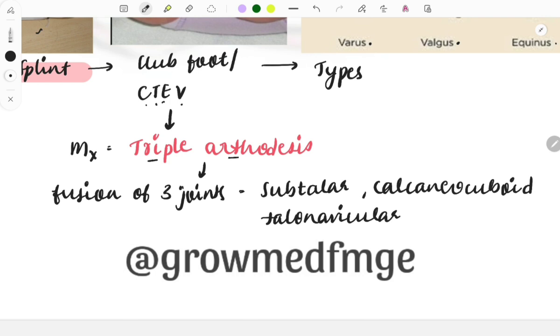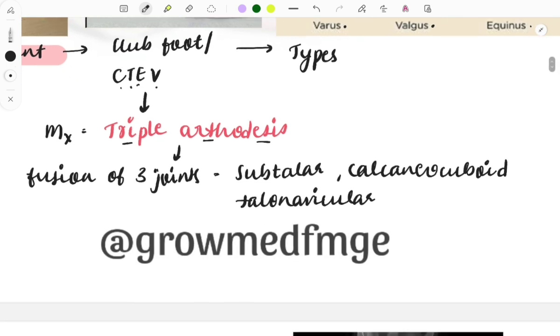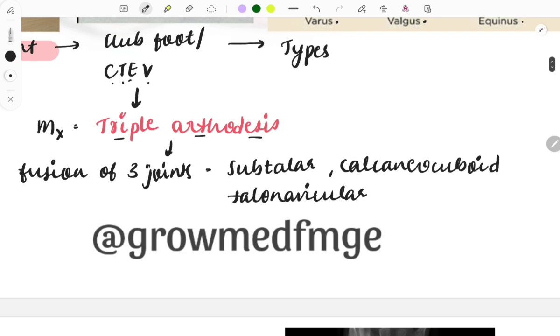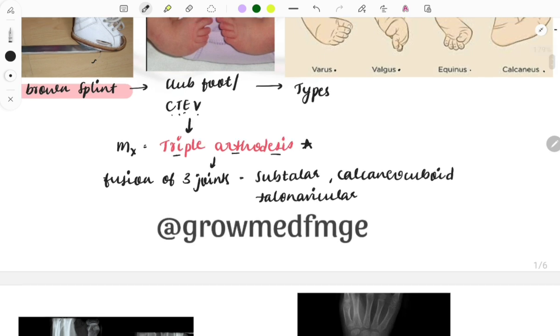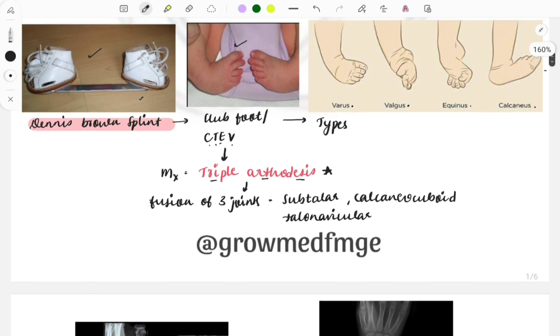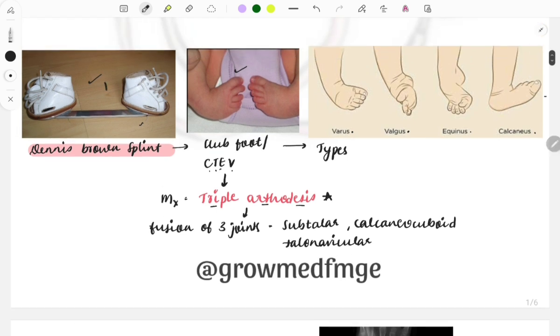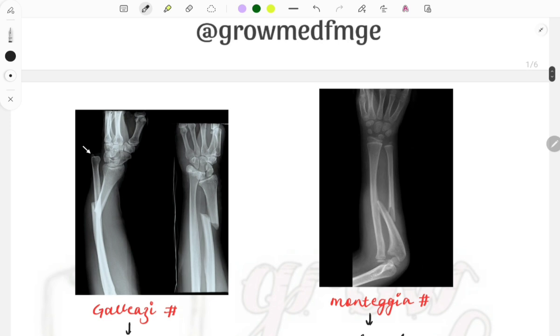Arthro means joint, and desis means combination, meaning fusion. So we will be fusing three joints in this: the subtalar joint, the talocalcaneocuboidal joint, and the talonavicular joint. This was a PYQ asked: in triple arthrodesis, which joints will you be fusing? These were the three joints. An image based question was also asked on this, about which kind of splint it is.